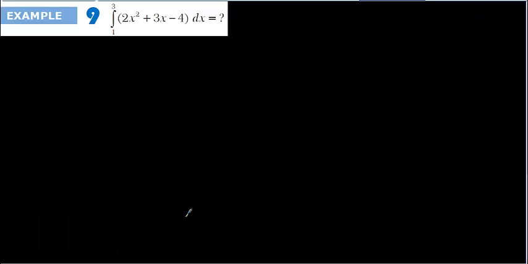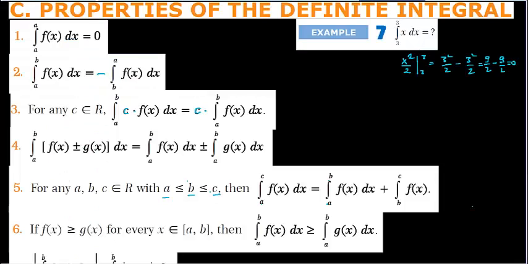Okay, let's solve some exercises. This is the practice of the fourth property. Here there are addition and subtraction signs. As you know from the indefinite integral, we are going to do the same thing. First, I'm going to get the integrals of them. The integral of 2x squared is equal to 2x cubed over 3. The integral of 3x is going to be equal to 3x squared over 2, and the integral of 4 is going to be equal to 4x. The boundaries are 1 to 3.